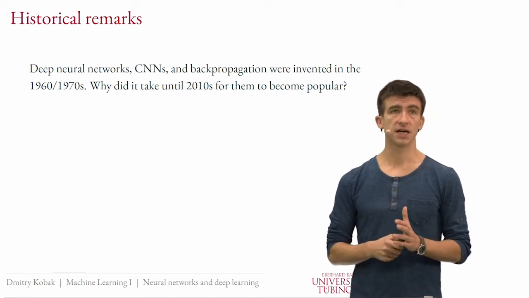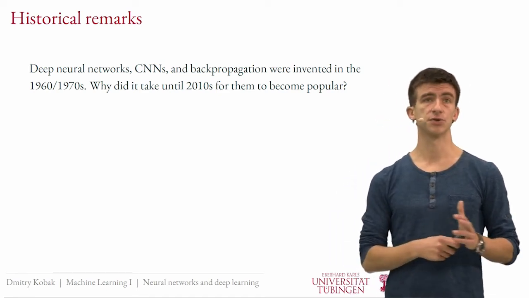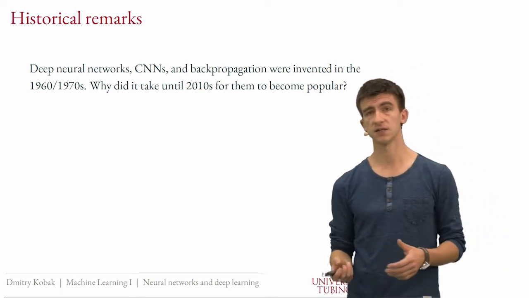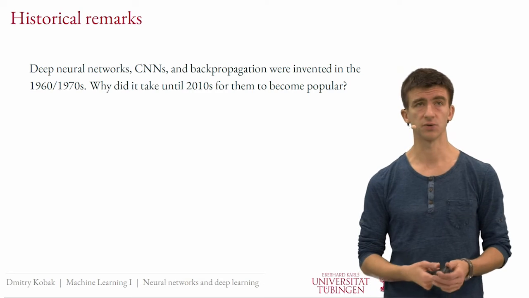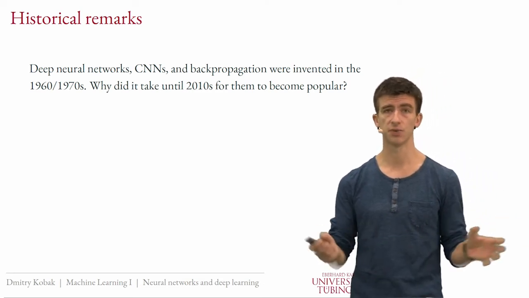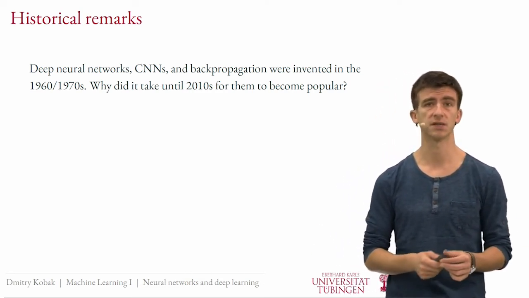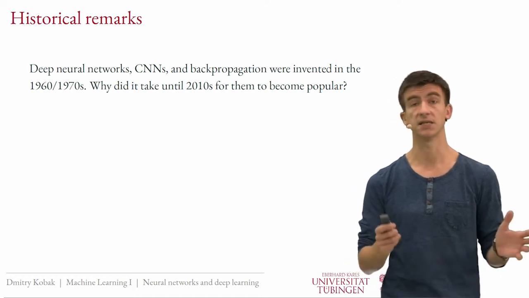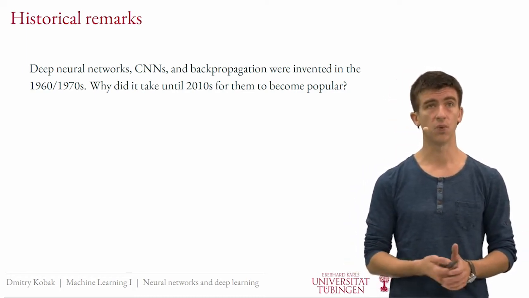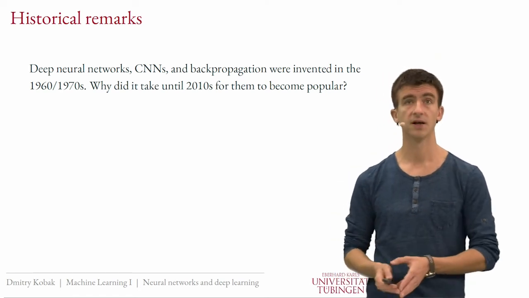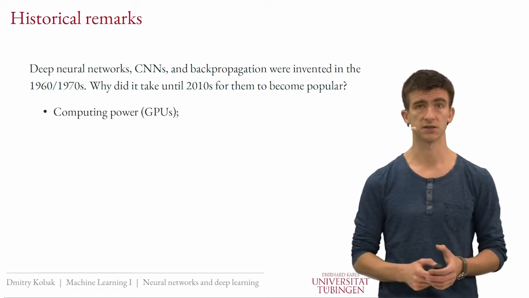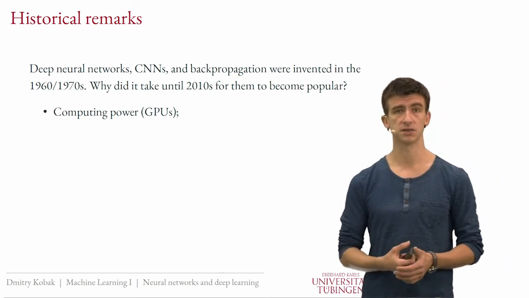A funny thing is that neural networks, convolutional neural networks, backpropagation, all of that in a sense was invented a long time ago. People argue about who exactly invented backpropagation, but it happened in the 60s or 70s or 80s, maybe. So why did it take until the 2010s, like 2012, to actually become as popular as it is now? In fact, there's no easy answer to that, I think.